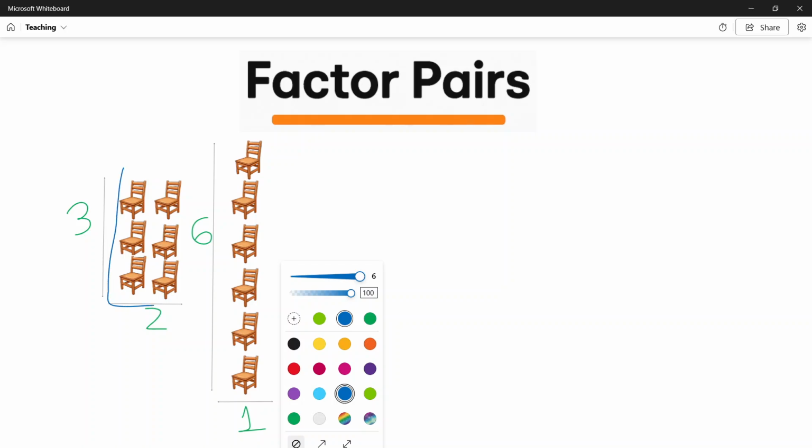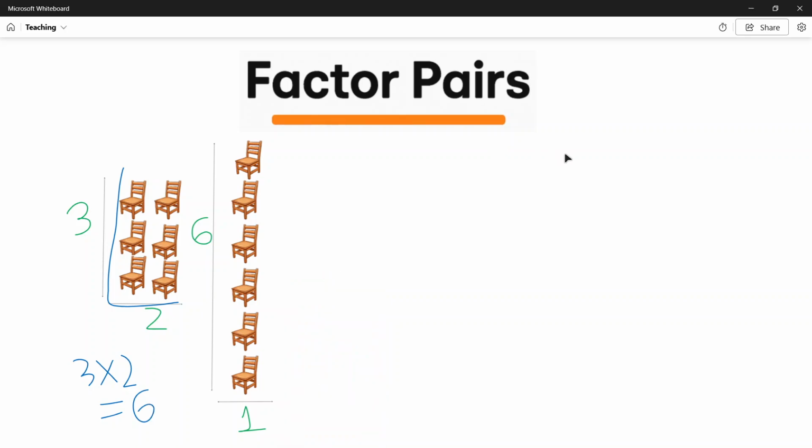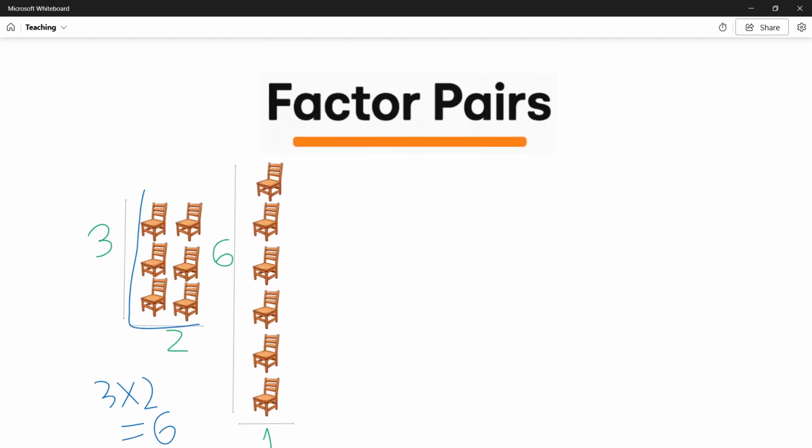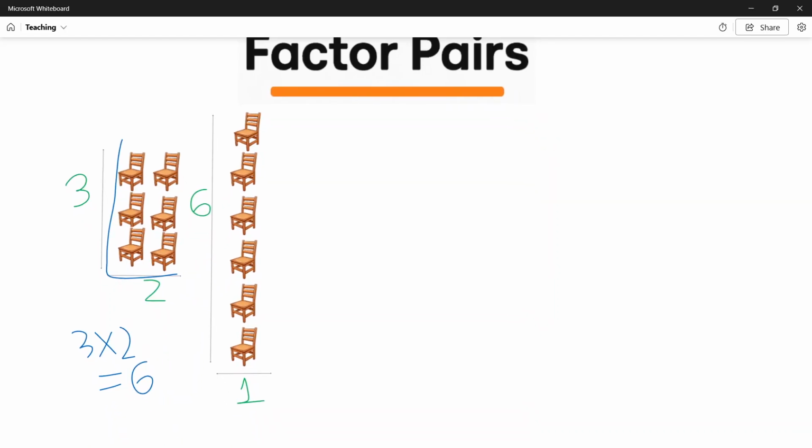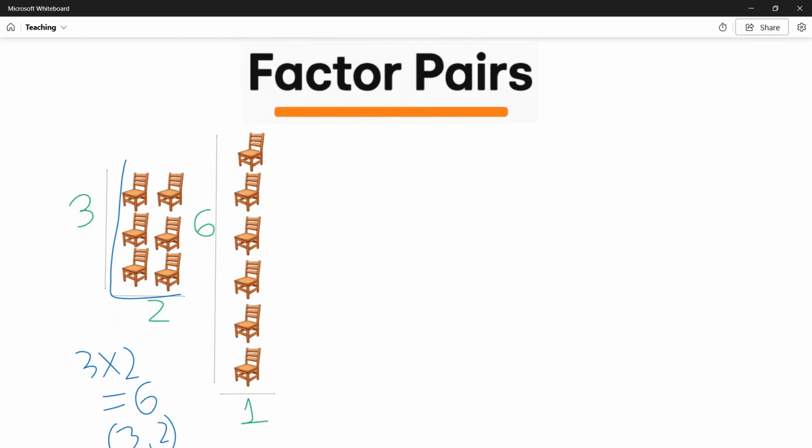If we take a look at this example, say these are chairs arranged in an auditorium somewhere. 3 is the rows, 2 is the columns. What if we do 3 times 2? That is equal to 6. So we can conclude that 3, 2 is one of the factor pairs. Why? Because 3 times 2 is equal to 6. 3 is the number of rows, 2 is the number of columns.